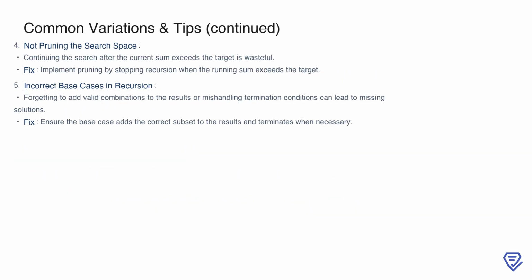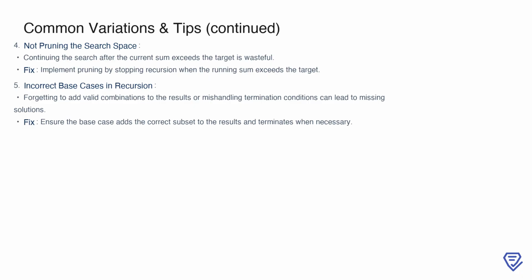Another frequent mistake is failing to prune the search space effectively. If the current running sum exceeds the target, there's no point in continuing down that path because it can't lead to a valid solution. To address this, implement pruning logic in your recursive function to terminate early when the sum goes beyond the target. Additionally, incorrect base cases in recursion can cause problems.